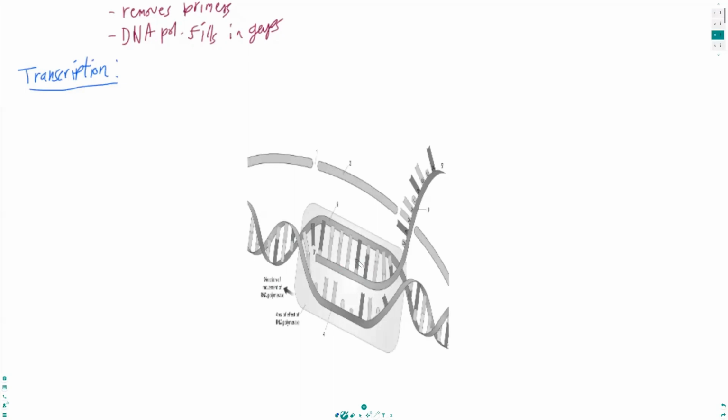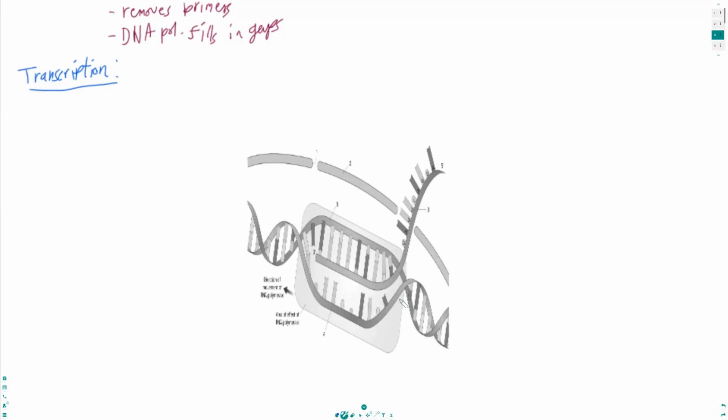Transcription is when one section of DNA, a gene, unwinds and unzips. The unwinding is unwinding the double helix shape, and then unzipping is the breaking of those hydrogen bonds between the complementary nucleotide bases.